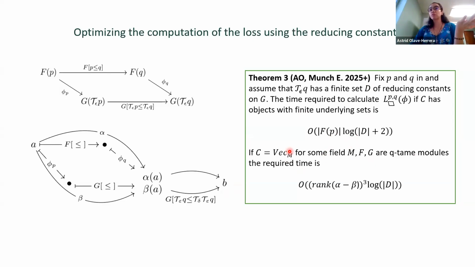And we can do a similar thing if we have the vector space over some field M, and we have Q tame models, which this Q has nothing to do with the Q on the poset. It means the rank is finite when we have those maps. The time required is the rank of alpha minus beta. Let's say it's the same. So we just consider ranks of the maps times the log of how many times we need to check. So again, the takeaway is we can compute this loss on each of the diagrams in polynomial time.